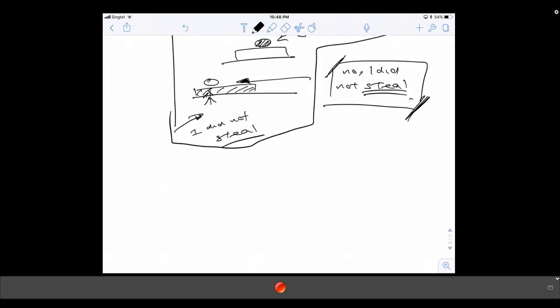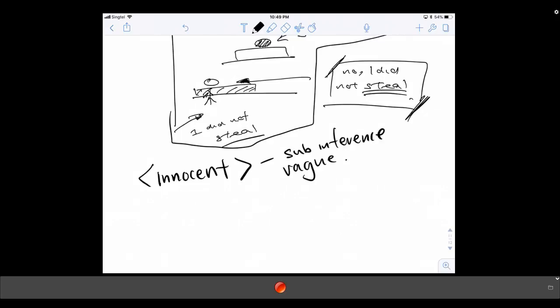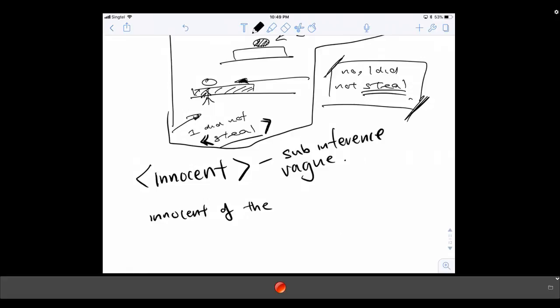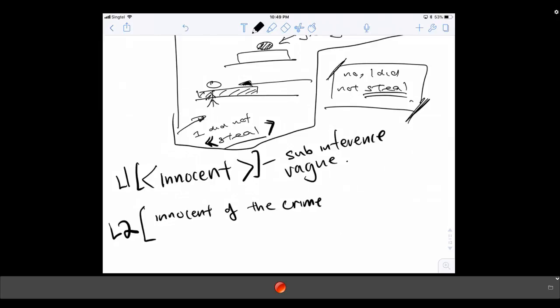Now, if you say that I can infer that this man is innocent, this is called sub-inference. Okay, it is a vague inference. Why is it vague? Because you're not talking about this part, the stealing part. You have to mention it. So he is innocent of his crimes of theft. Okay, this is a level 1 answer. You just say he is innocent. A level 2 answer, you not only say he's innocent, but you say specifically that he's innocent of the crime of theft.